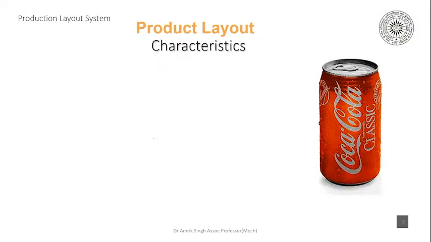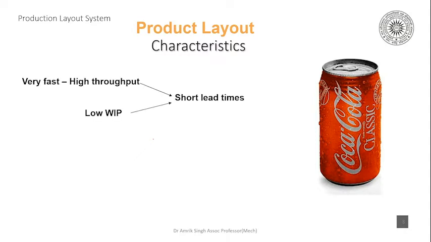So what are the characteristics? In the product layout, you see a can or a cola bar. Here it is very fast, with high throughput and low work in process. That means the work cannot wait from one station to another station, and there are shorter lead times.